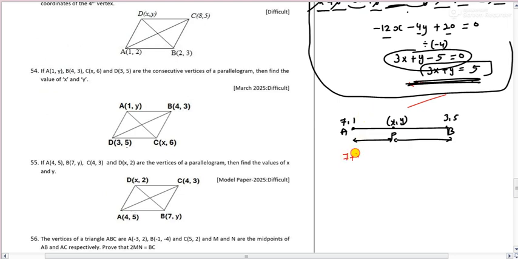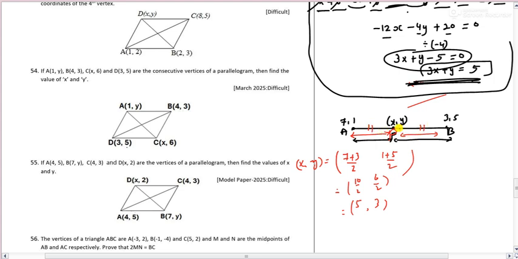So 7 plus 3 by 2 and 1 plus 5 by 2. So 10 by 2 is 5 and 6 by 2 is 3. Directly you can get the answer. Correct? Have you understood what they are trying to ask? Yes, sir. P is the midpoint. How? Because it is equidistant from A and B. Means these two distances are equal.